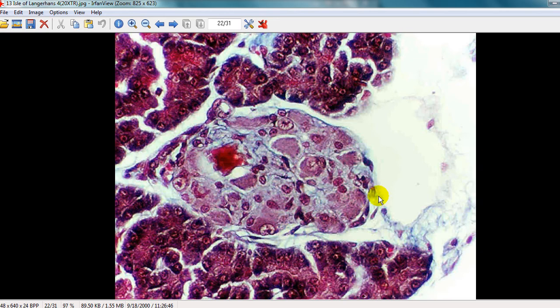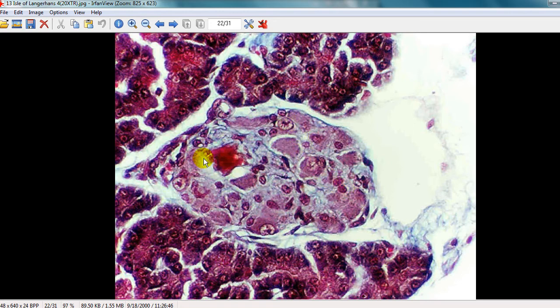Here's the islet of Langerhans magnified. This would be a nice view of a beta cell, much more abundant type of cell in this view, and the islet's beta cells would be responding to high levels of blood glucose and promoting the uptake and storage of those and decreasing levels in the blood.